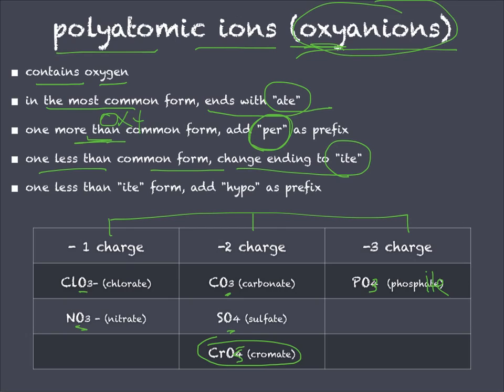If I have 1 less than the ite form, then I add hypo as a prefix. So if I had PO2, then I would call it hypophosphite.